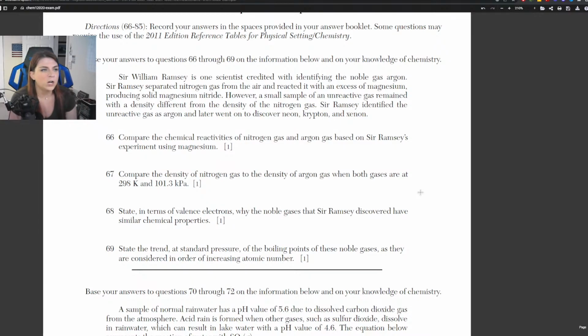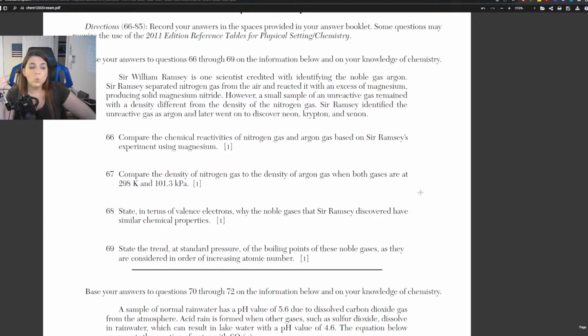Okay, this guy discovered argon. Sir Ramsay separated nitrogen gas from air and then reacted it with an excess of magnesium, producing solid magnesium nitride. However, a small sample of an unreactive gas remained with a density different from the density of the nitrogen gas. Sir Ramsay identified the unreactive gas as argon and then later went on to discover neon, krypton, and xenon. Wow, I'm surprised we don't have an element named after him. Compare the chemical reactivities of nitrogen and argon based on Sir Ramsay's experiment using magnesium.